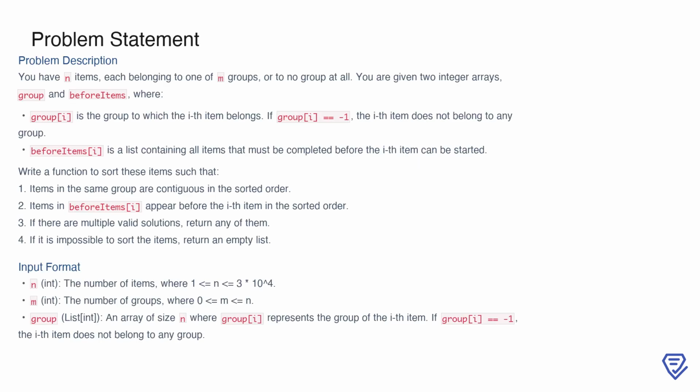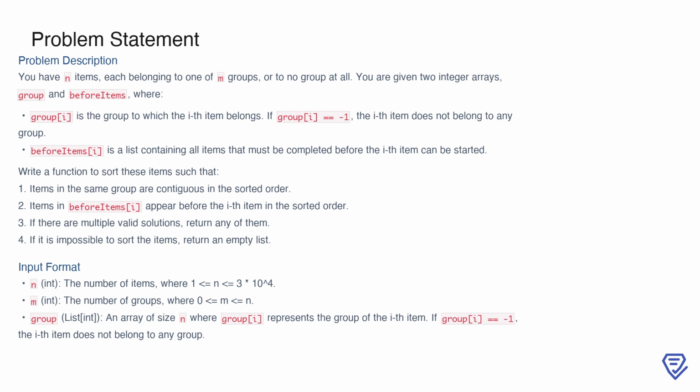In this problem, we are tasked with sorting n items where each item may belong to one of m groups, or to no group at all. The grouping information is provided in the group array, where group[i] tells us which group the ith item belongs to. If group[i] equals -1, it means the item does not belong to any group. Additionally, we are given a beforeItems array, where beforeItems[i] lists all the items that must be completed before the ith item can be started.